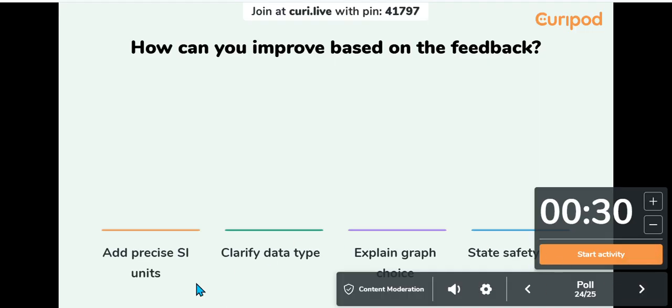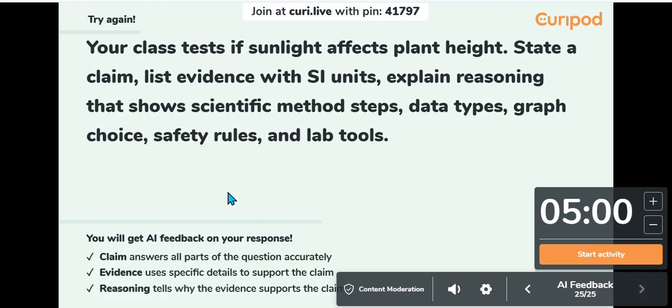Alright, so this is just a poll. How can you improve based on this? And then there's this last one. You can also put your answer down in the comments.